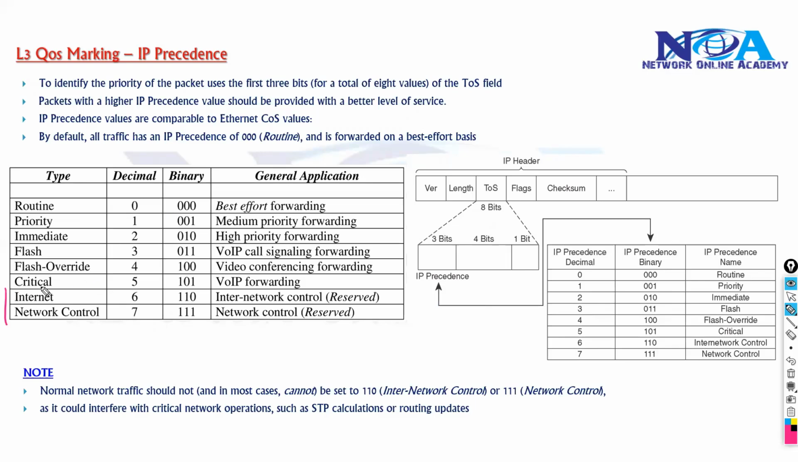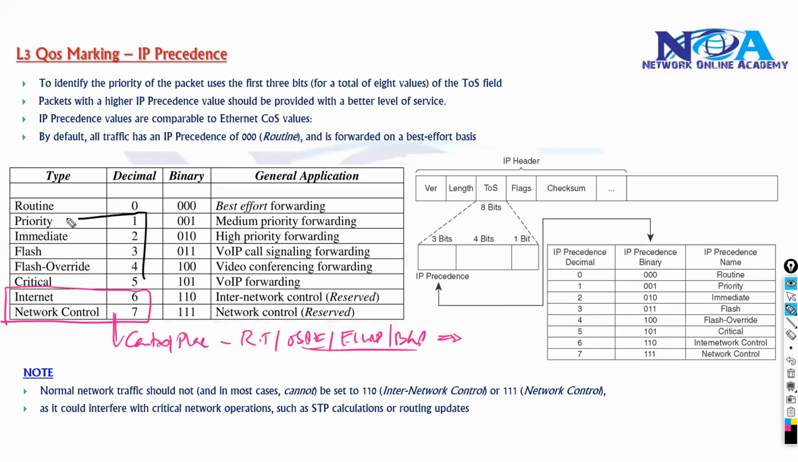Again, here also we don't use 6 and 7. 6 and 7 are used for control plane traffic, like routing protocols, OSPF messages, EIGRP messages, or BGP messages. You need to build the control plane to forward the traffic. Probably those are reserved for that, which means I can use the values from 1 to 5, which is something we use. Again, 0 represents the best effort.